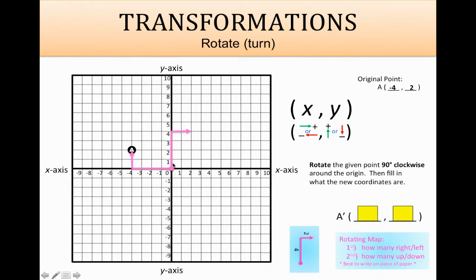So from the origin, I got to go up 4 over 2, and then just drop your A prime right there. That's exactly where it needs to be. We just took everything and rotated it.